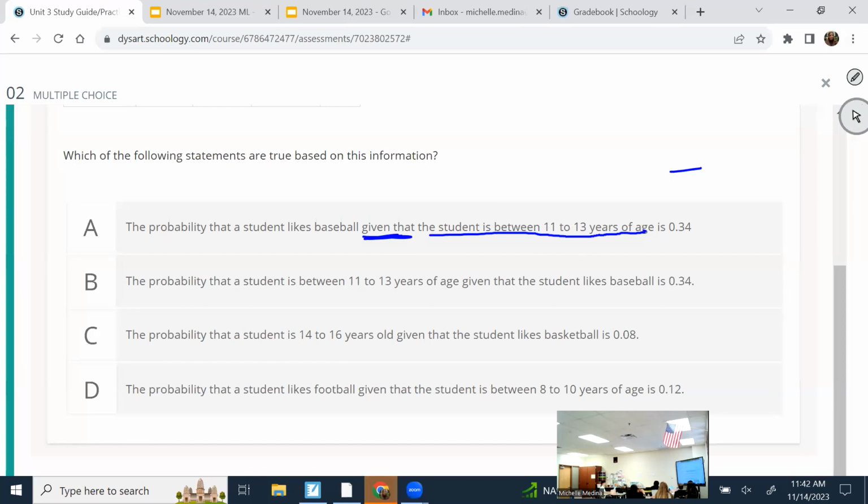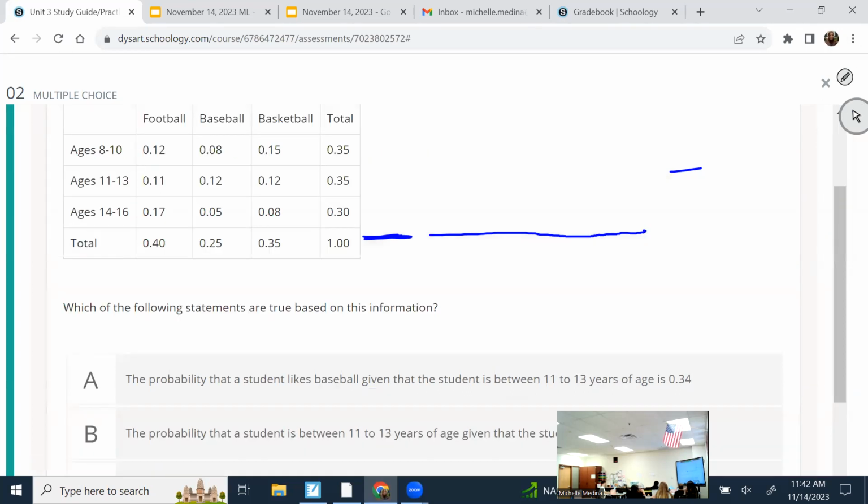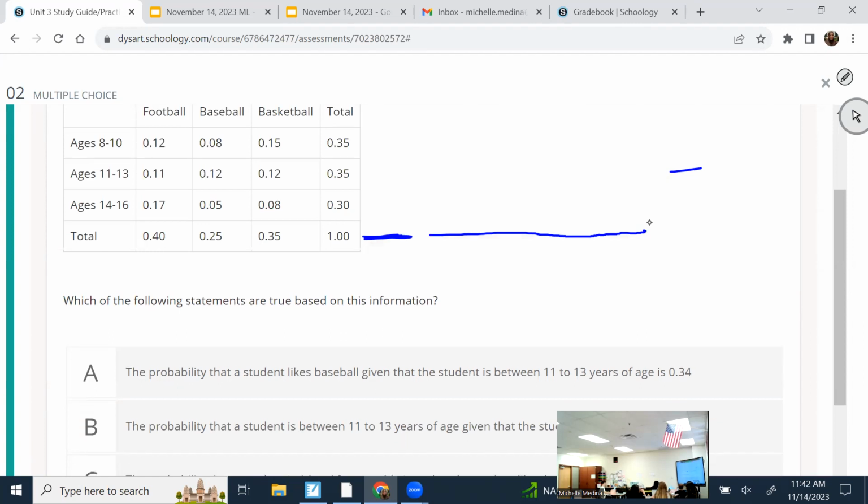Let me go back to the table. How many, and I know we don't know exactly how many, but we know the decimal. What's the total for students 11 to 13 years of age? What box in this would be my total 11 to 13-year-olds?